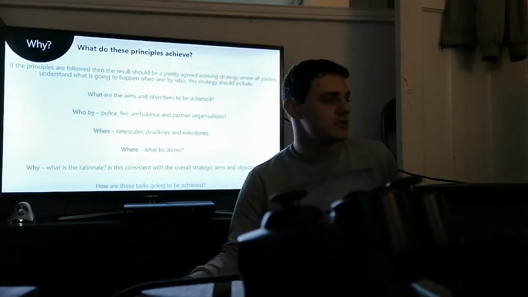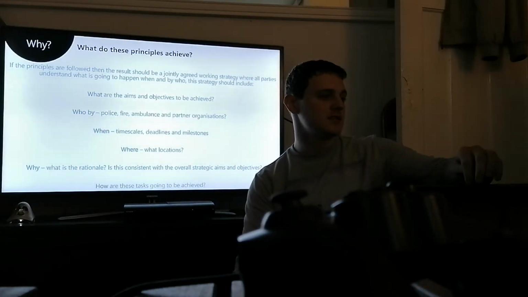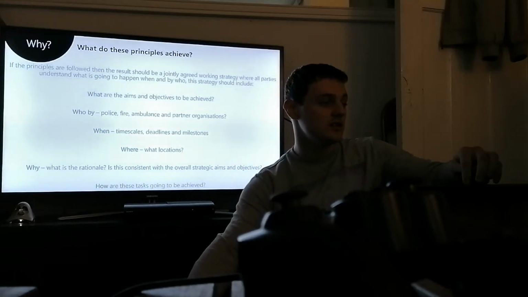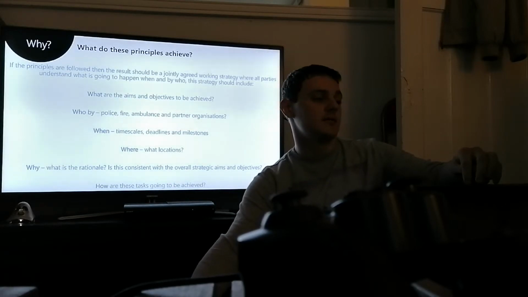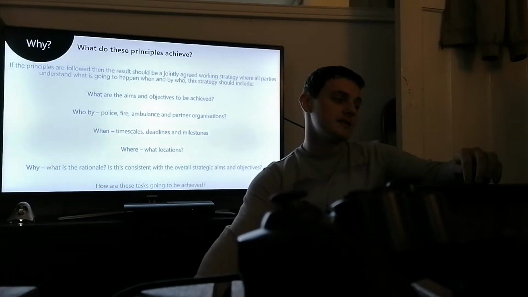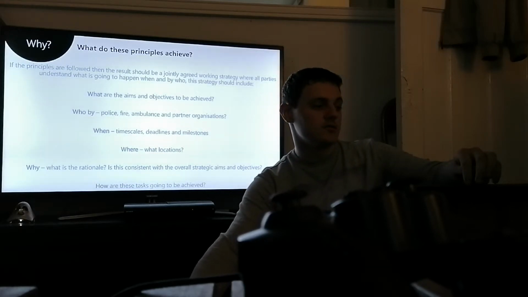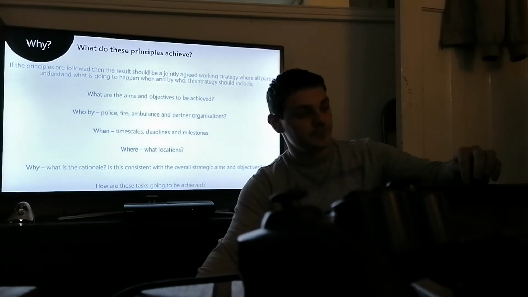So what do these principles achieve? If the principles are followed, then the result should be a jointly agreed working strategy where all parties understand what is going to happen, when, and by who. This strategy should include what the aims and objectives to be achieved are, who they are by, for instance the police, fire, ambulance, or partner organisations, when, so timescales, deadlines, and milestones in the emergency, where, what locations could they be, why, is this the rationale, is this consistent with overall strategic aims and objectives, and how are these tasks going to be achieved.